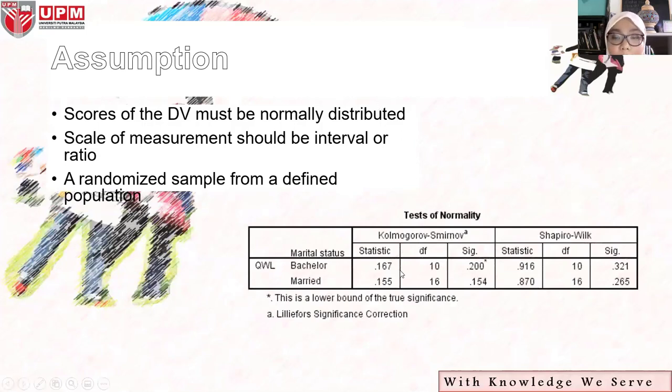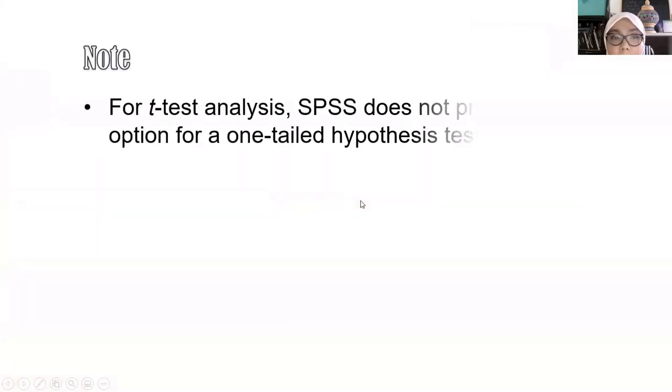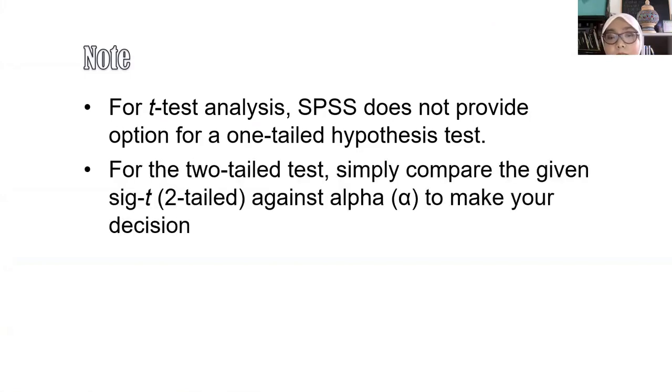By the way, there are a few ways to determine the normality. Assumption of normality, I thought we already discussed on this one. Should be no problem lah. Okay, so for t-test analysis, SPSS does not provide option for a one-tailed hypothesis test. So means that you need to divide lah. Okay, the analysis tu you need to divide by 2.